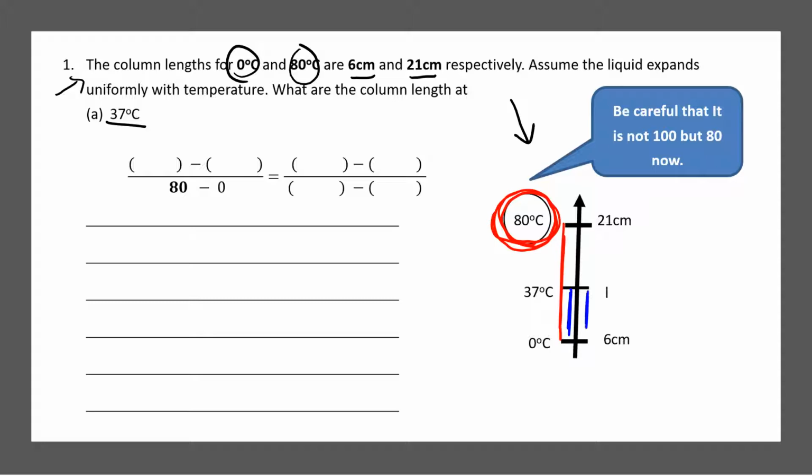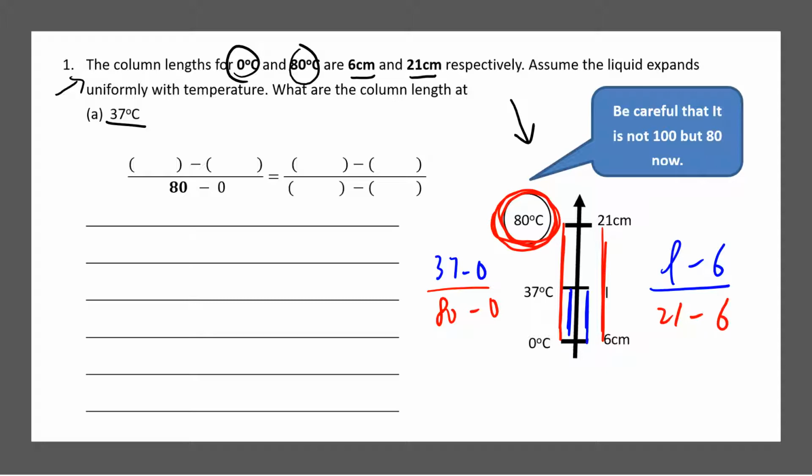First of all, we find out the ratio. The left hand side is 37 minus 0 over 80 minus 0. The right hand side is L minus 6 over 21 minus 6. I'll just copy it there. So 37 minus 0 over 80 minus 0 equals L minus 6 over 21 minus 6. If you do some simple mathematics, you get the answer.